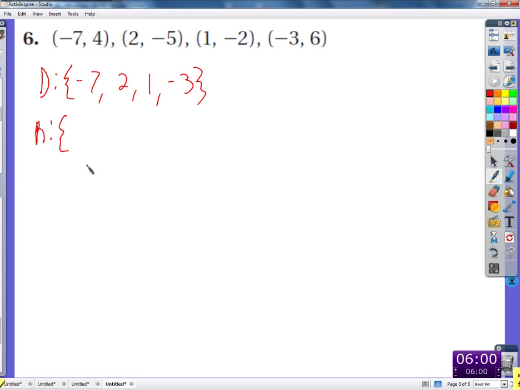Next, what is the range? All the Y's. 4, negative 5, negative 2, and 6.